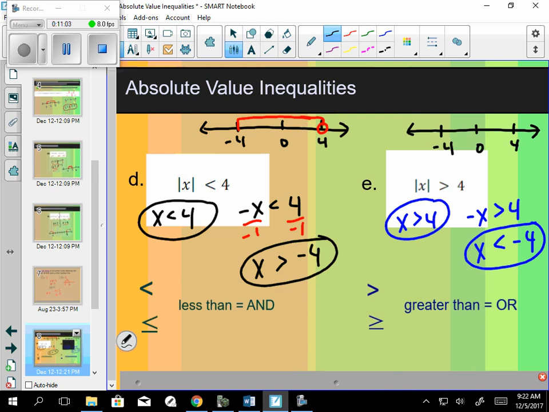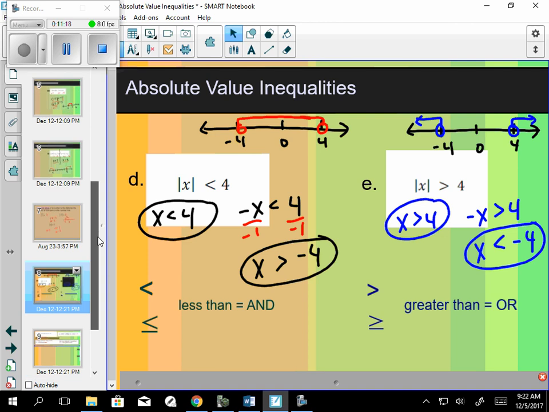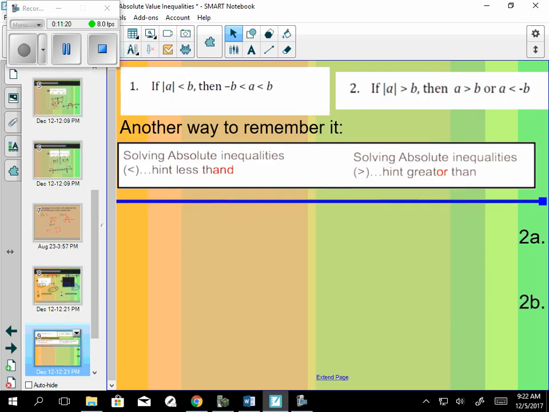Okay, because anything that's greater than 4 would be going out that way. Anything less than -4, that's that way. So either one of those two sides would make that true. All right, so let's try some more of these absolute value ones here.